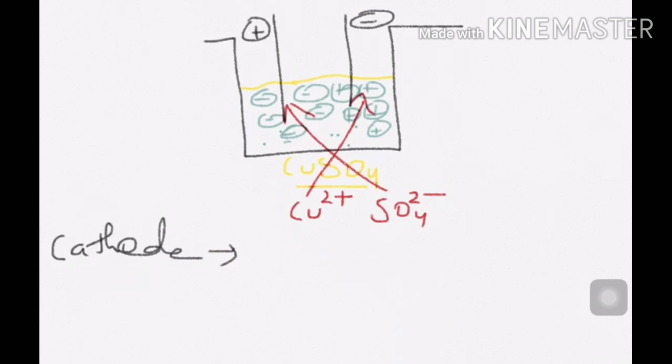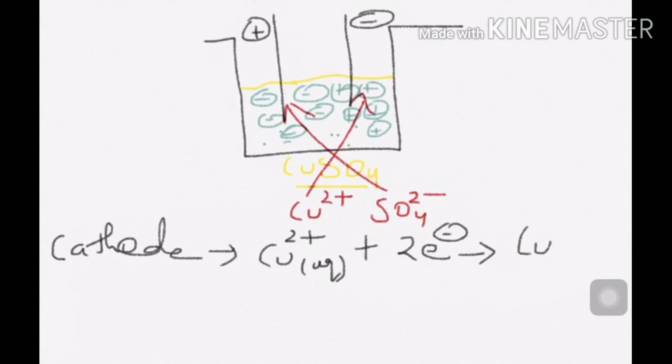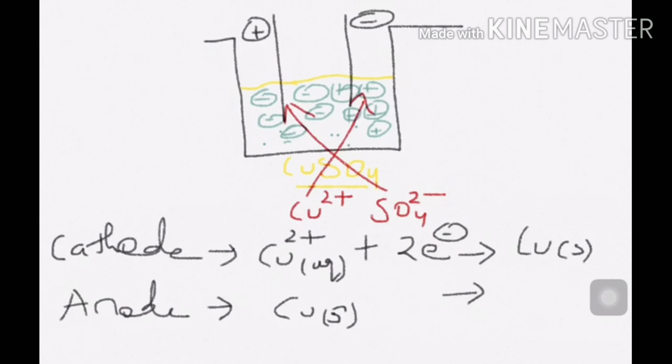We need to write the reaction after this. So at the cathode, Cu2+ aqueous, which means liquid solution, will become Cu solid. This is the cathode reaction, and for the anode reaction you have Cu, which is solid in state, becoming Cu2+ aqueous plus 2 electrons. So that's it, the example for 2.